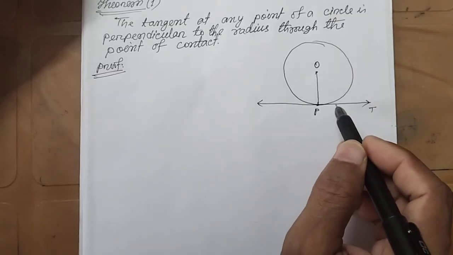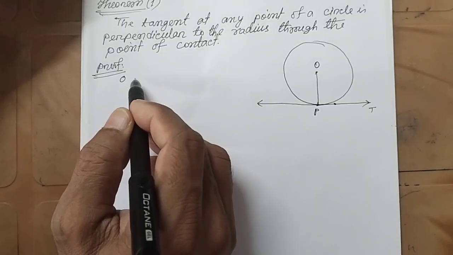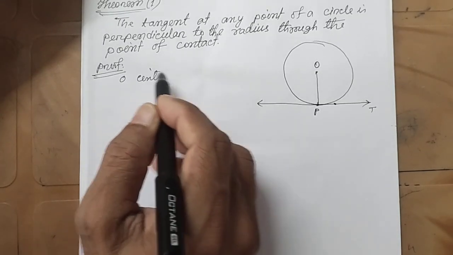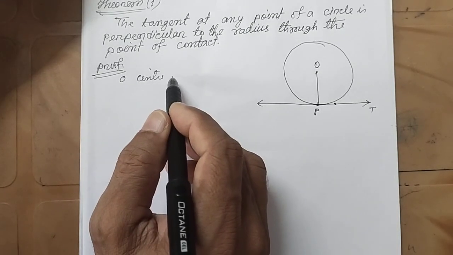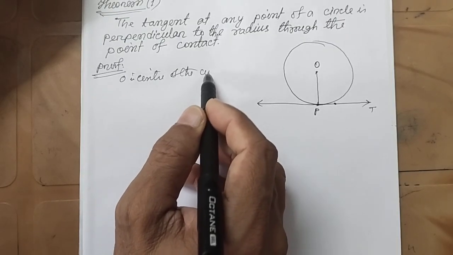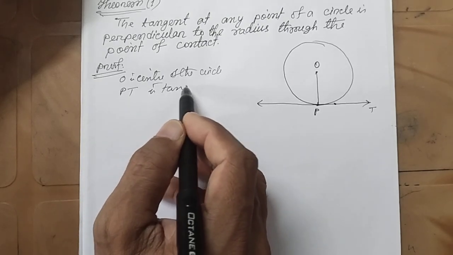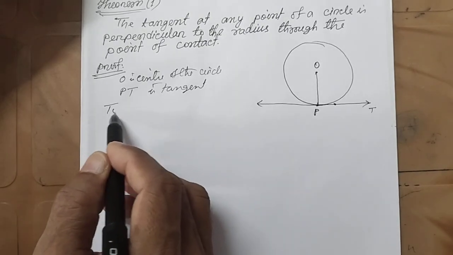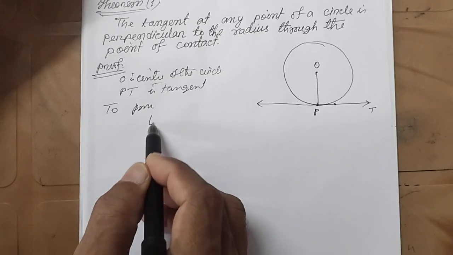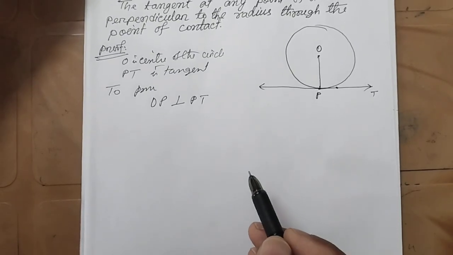It is like this. PT is the tangent. O is the center of the circle. You will first give the explanation: O is the center of the circle, PT is tangent. And what are you asked to prove? To prove OP perpendicular to PT, the radius perpendicular to the tangent.